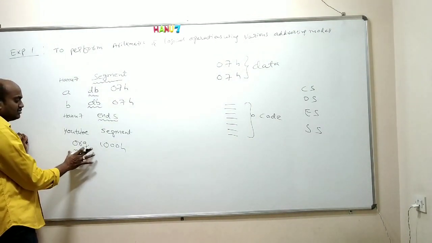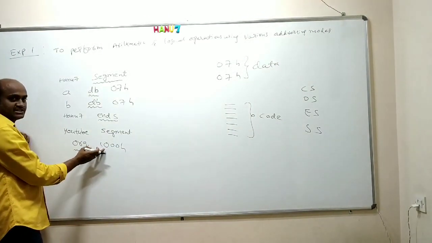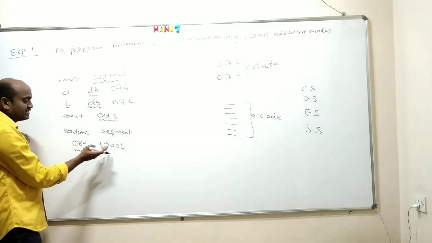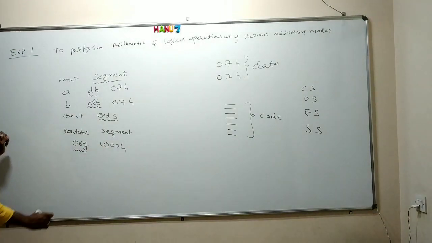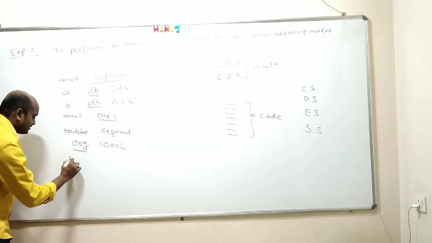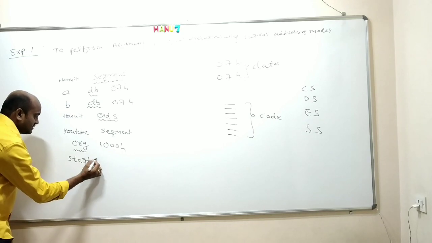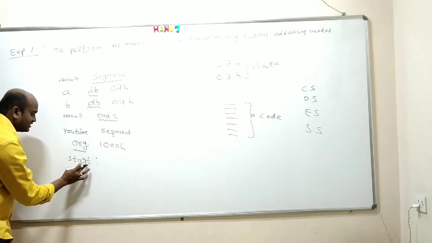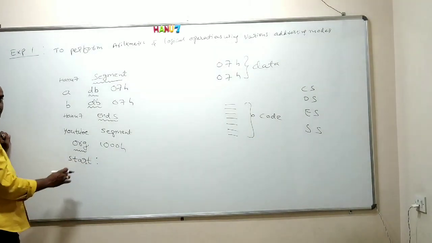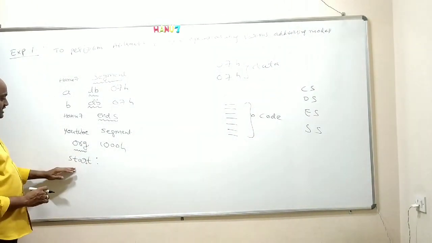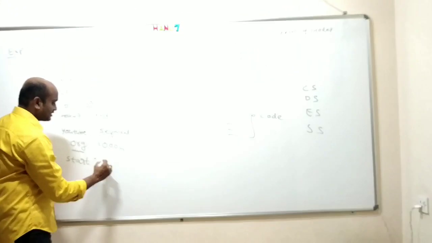ORG 1000. If you don't write this also, nothing will happen. It will by default take the address as 0000. From there your code starts. If you want to specify a particular address, write it. And to symbolically indicate that my program starts from this place, write a name, a variable start, and put a colon after it. This will become a label. In assembly level language, whatever you write and put a colon after, it will become a label. So in this label you write down your program.